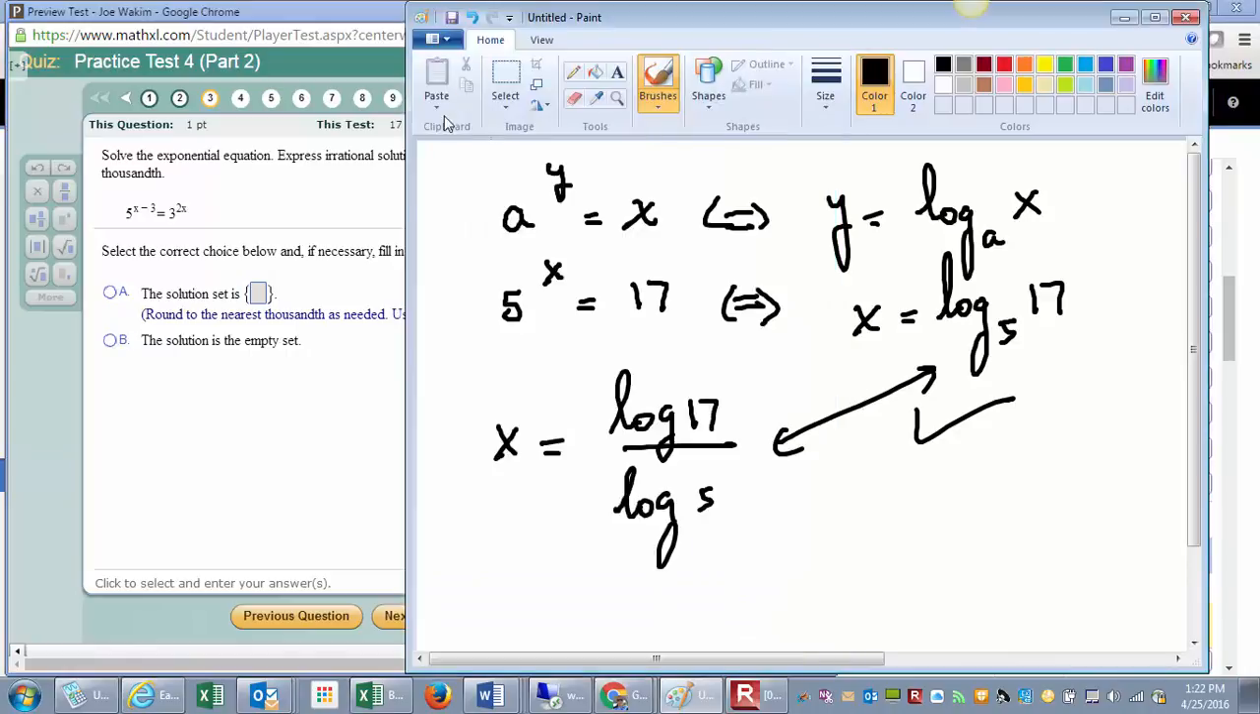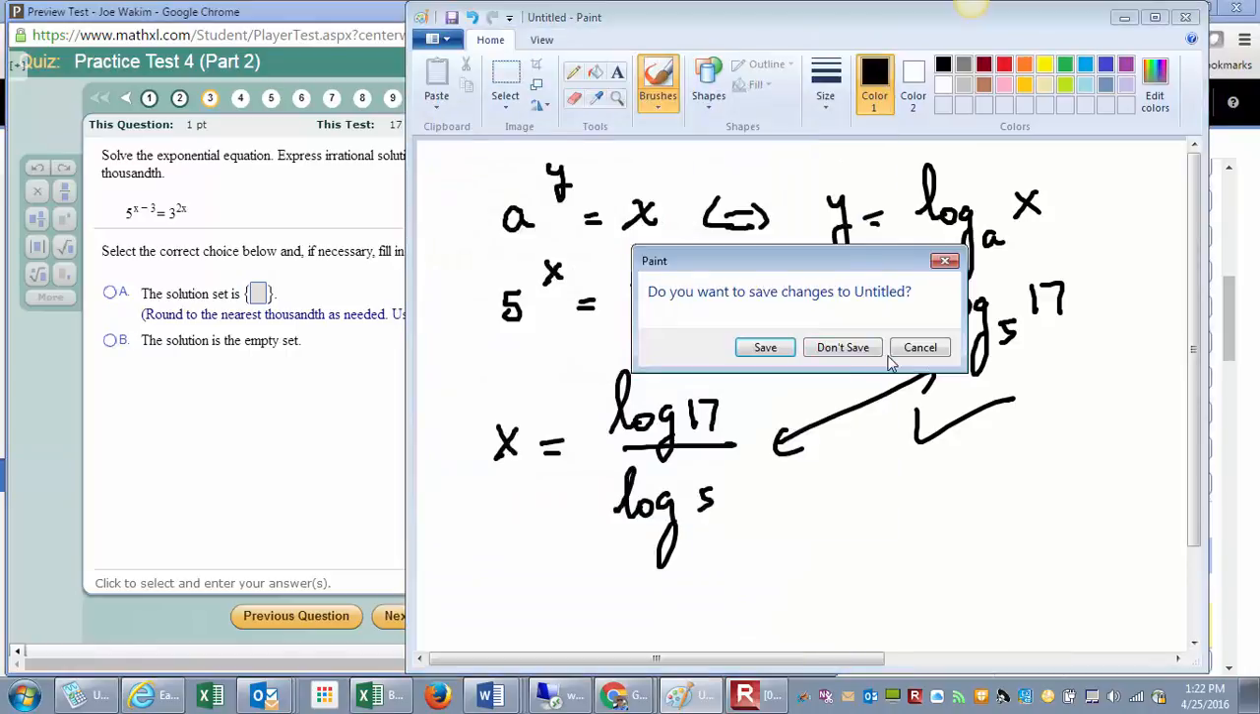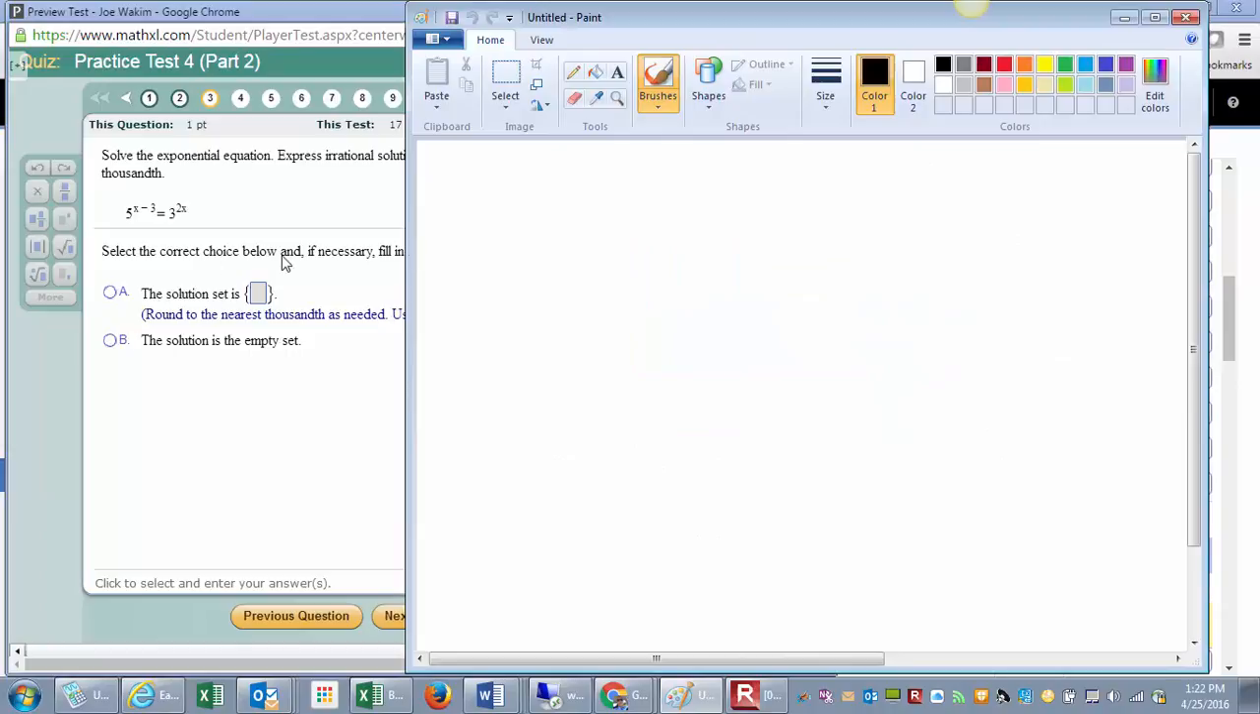Solve the equation, and this is another exponential equation, and we notice that since we don't have the same base, then we have to use the logs. So let's take logs on both sides. That would be log of 5 to the x minus 3 equals log of 3 to the 2x, and I use base 10. You can use any log, any base. I use base 10.